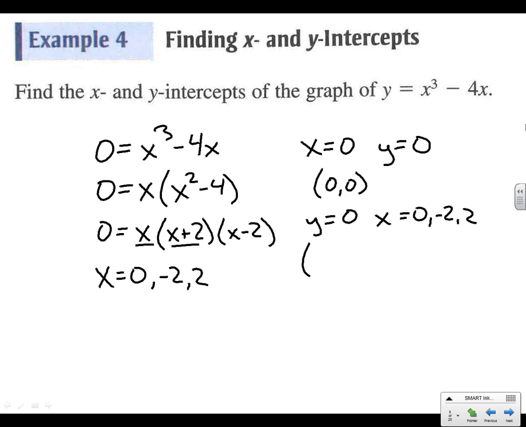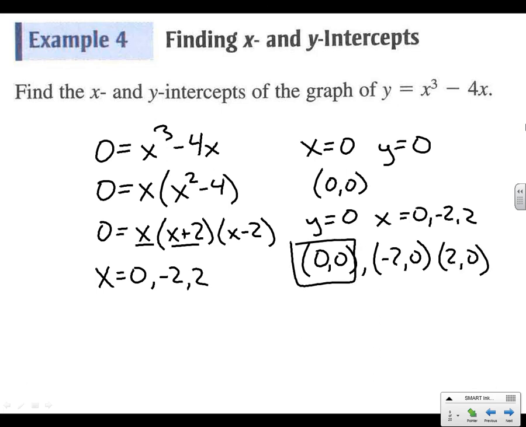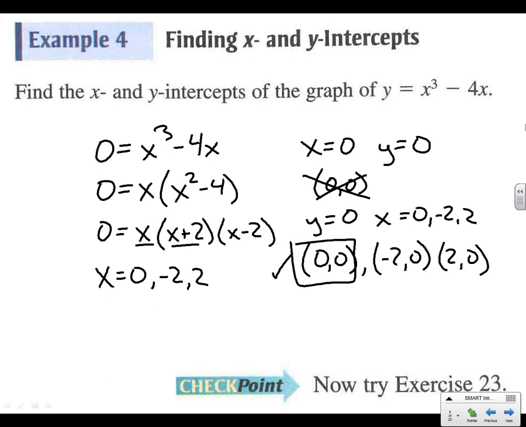So that gives us these intercepts: 0, 0, negative 2, 0, and 2, 0. And you'll notice that this one is a repeat. We don't have to write it twice. We're only going to write it once. So there are 3 intercepts: 0, 0, negative 2, 0, and 2, 0. That would be your answer for example 4. All right, up to you to try exercise 23.